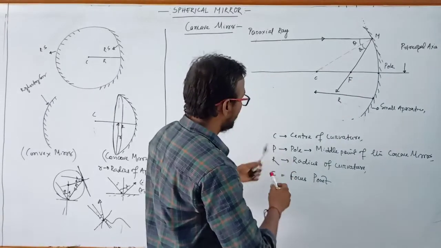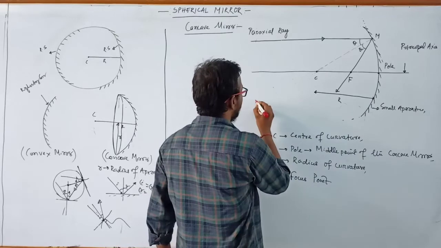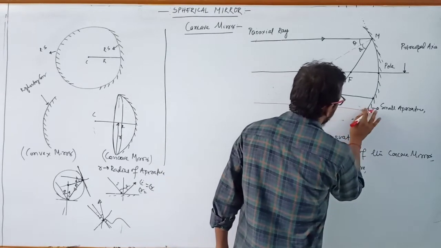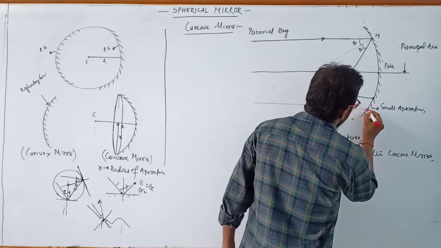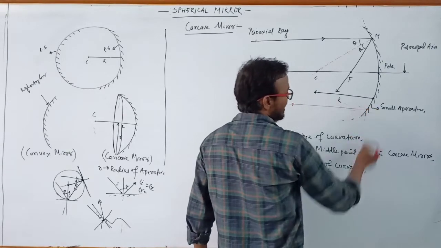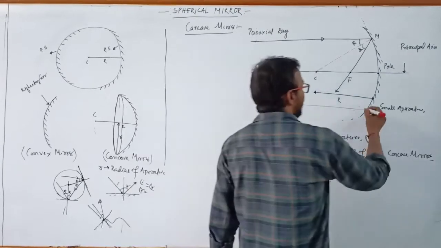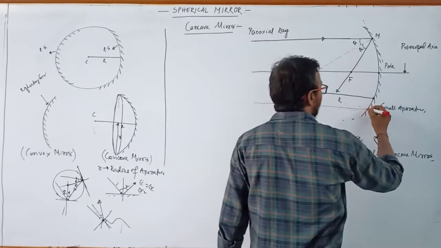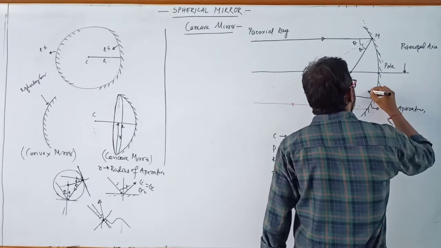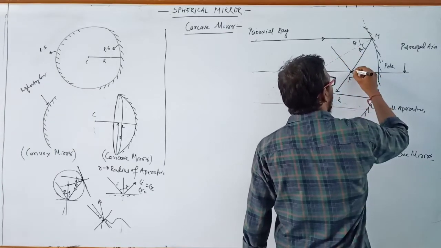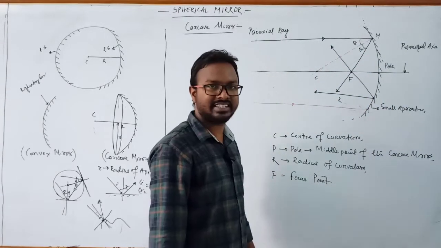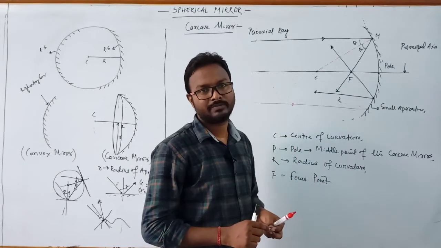If we take another ray, which is coming from an infinite source and is parallel to the principal axis, after it is incident at this point, it is reflected in this direction and intersects at a point on the principal axis. That point is known as the focus.